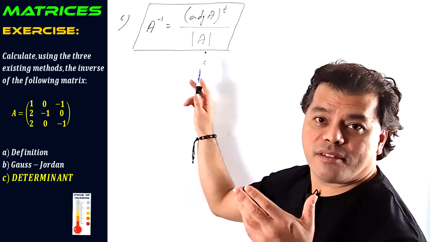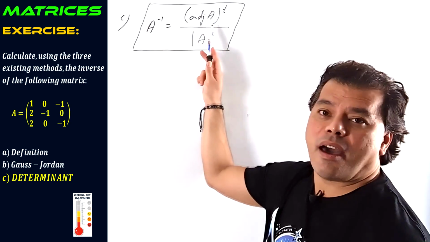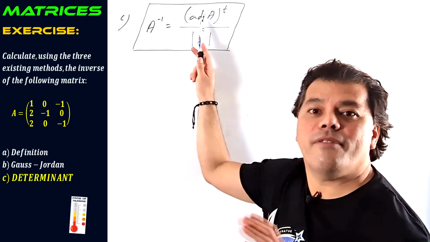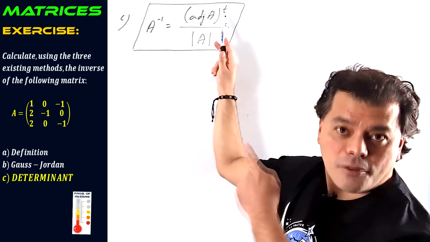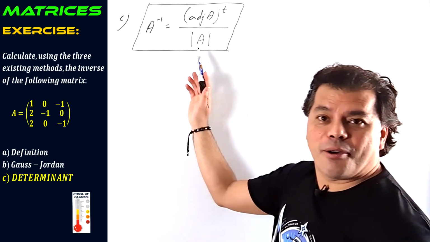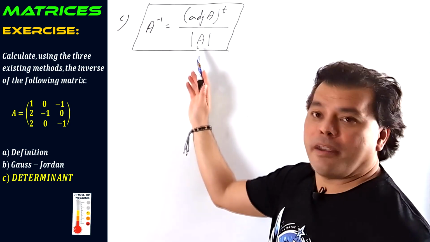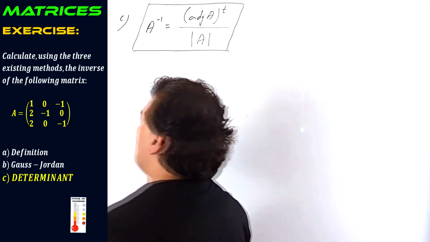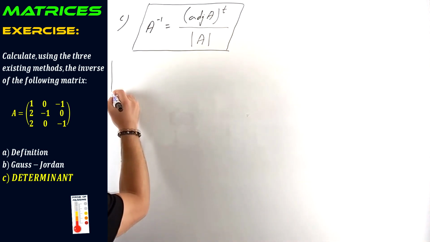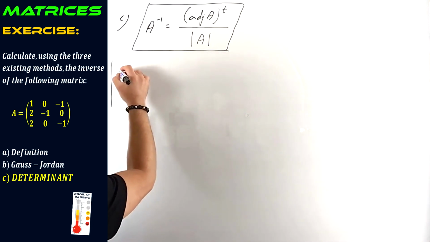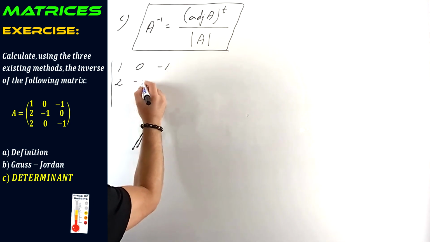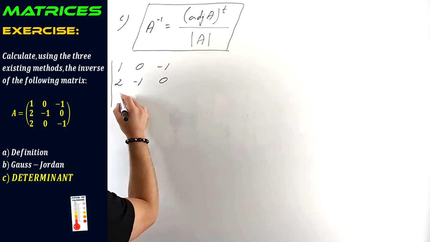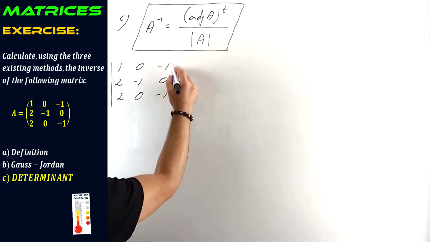Got it? Second, we're going to calculate the adjugate matrix of A. It will be very easy. And we will transpose it as the formula says. Ready? So, let's begin calculating the determinant of our matrix. When you're calculating the determinant of a matrix, we use vertical bars, okay? And here is a matrix: 1, 0, -1, 2, -1, 0, 2, 0, -1.